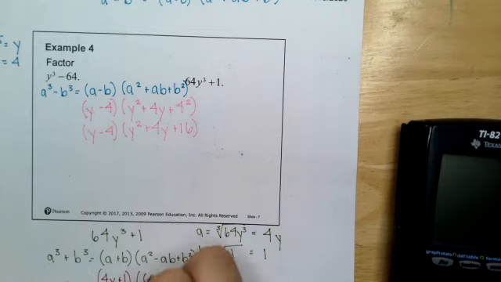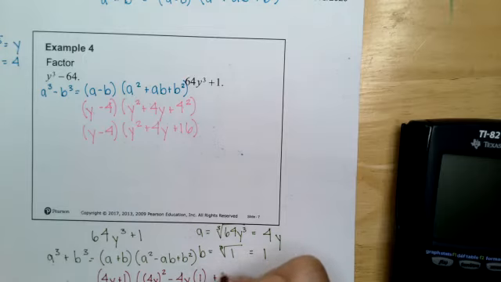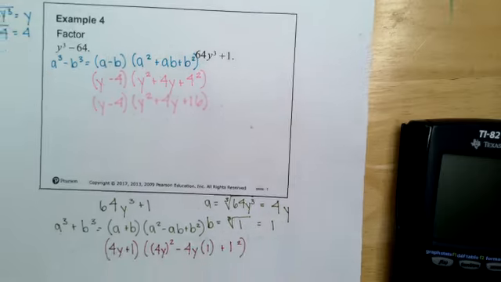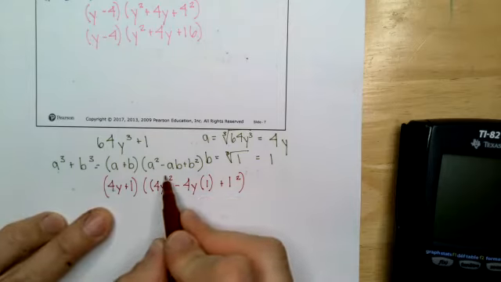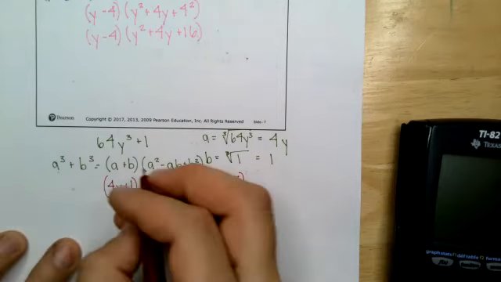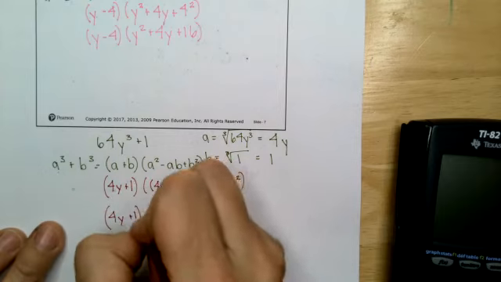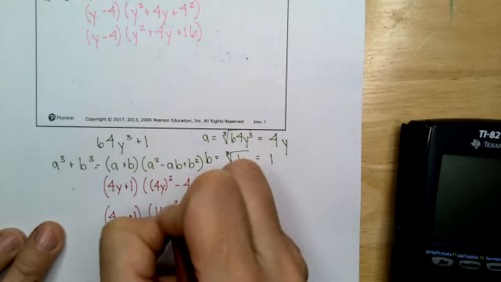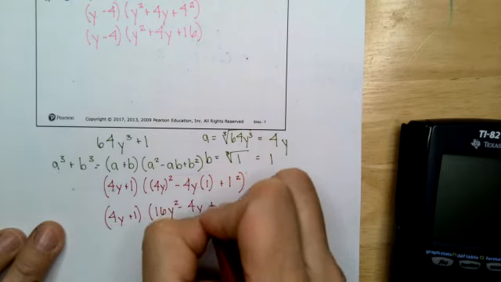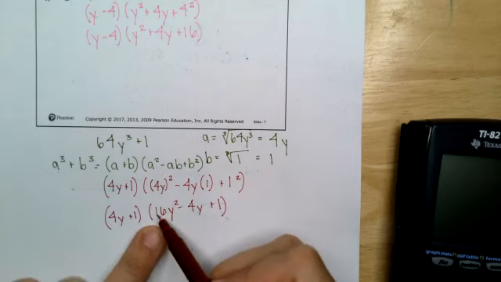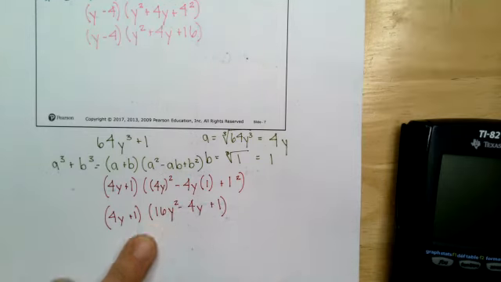A squared is 4y squared minus 4y times 1 plus 1 squared. Good. Make sure you put the parentheses around that 4y because the 2 has to go to the 4 and the y. So that's 4y plus 1 times 16y squared minus 4y plus 1. So I can take 4 and square it, and it's 16, but y squared, I just leave as y squared because I don't know what y is. Good.